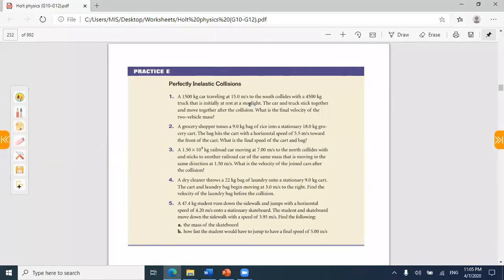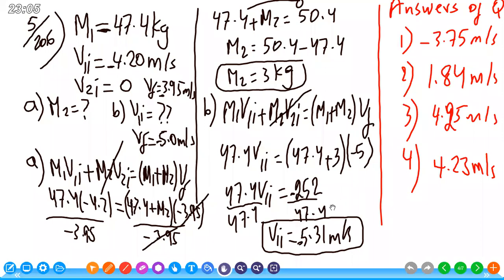Okay, let's come back to the iPad. Here we have M1 47.4 kilograms, V1 initial, I told you I have to take it as negative 4.2 meters per second. V2 initial is 0, stationary. They both go with one single V final, and it is also down, so minus 3.95 meters per second. The question is to find M2.